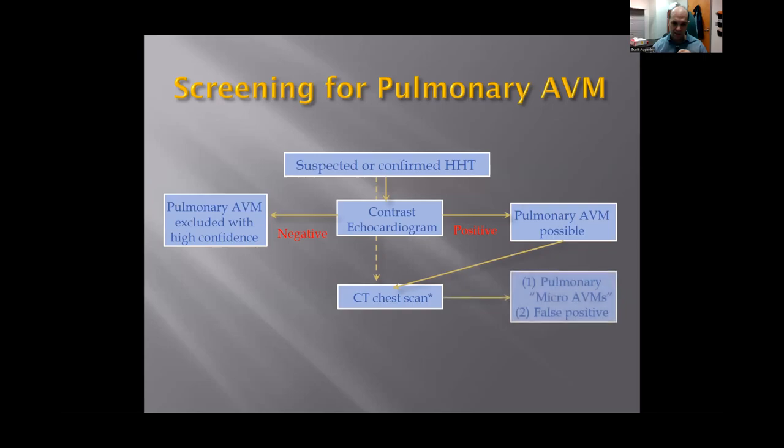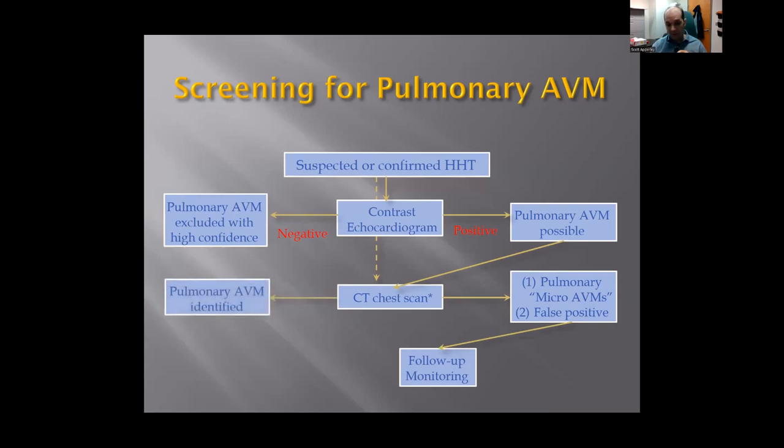So if that CT scan is done and the CT scan does not show any AVMs, we suspect either there's the possibility of micro AVMs, and those are AVMs too small to be visualized by the CT scan, or there is the potential that the echocardiogram was falsely positive. And in that scenario, we still monitor individuals and do other more longitudinal testing. If a pulmonary AVM is identified, then we evaluate whether that AVM would be recommended for treatment or not. And irrespective of whether treatment is or isn't recommended, we continue to monitor them for reasons that will be discussed later.